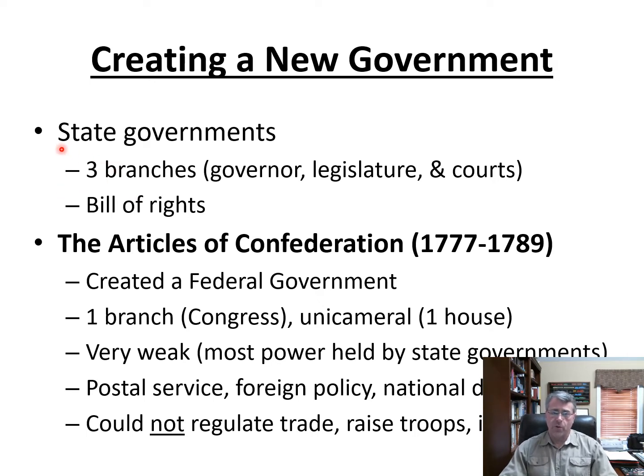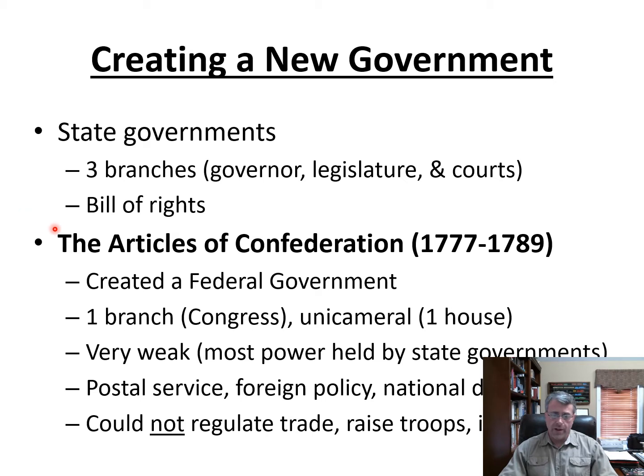So this process of creating state governments actually began before the war even started. And then over the course of the war, they refined this and got all these state constitutions ironed out. It's a little bit different story with the federal government. Once the war started, our Continental Congress began to function as a federal government for the purpose of coordinating the war effort of the 13 states.